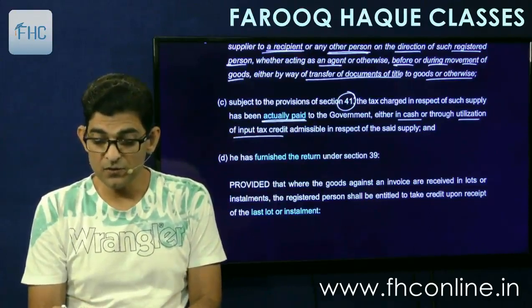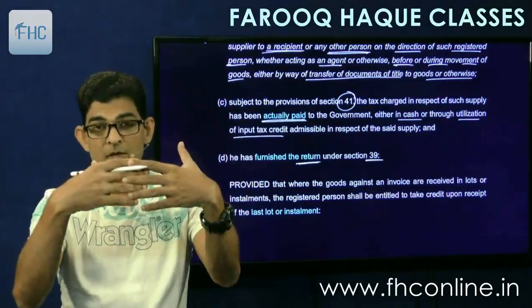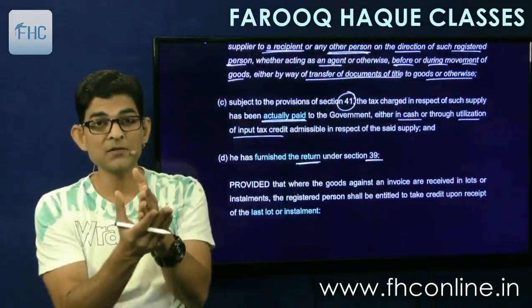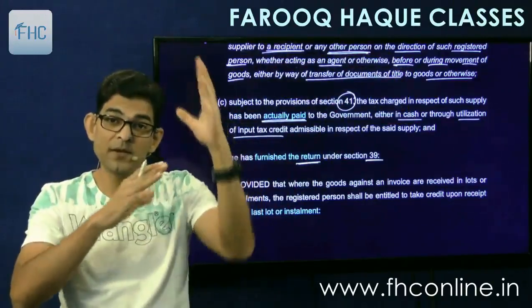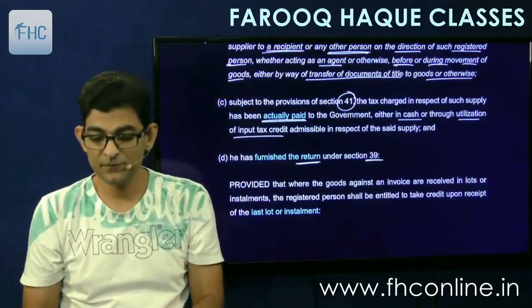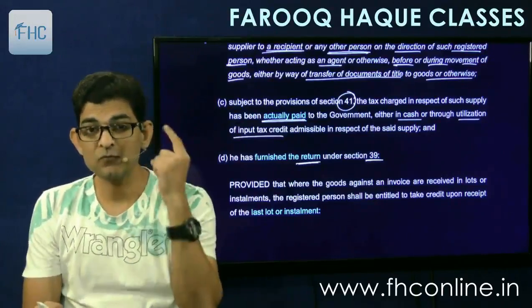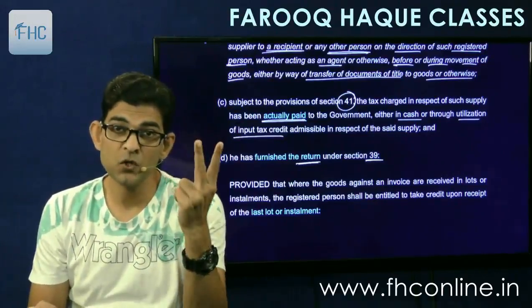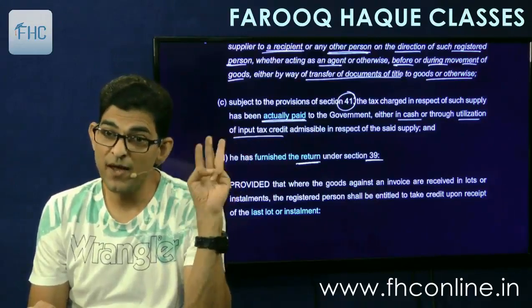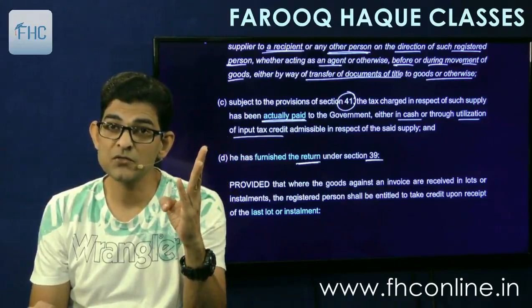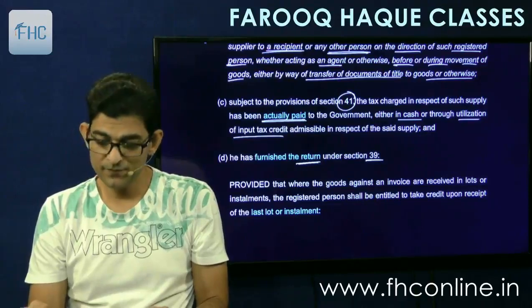And lastly, he has furnished the return under section 39. So the return will then have the matching concept. So the supplier's return and the buyer's return, both the returns have been filed and they will be matched in the electronic system of the government, and then the credit will be allowed. So we should have filed the return. So we have to have the invoice, we have to have the goods or services received by us, then the other person should have paid the tax, and we should have filed the returns. So if these four conditions are satisfied, then we are entitled to take credit.